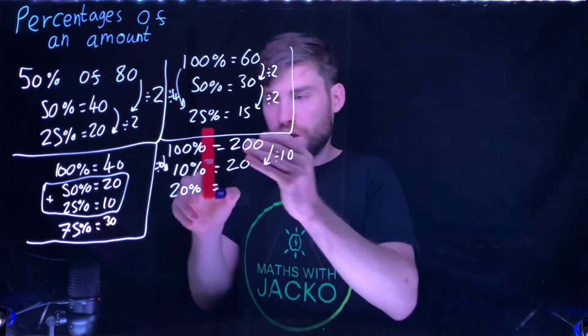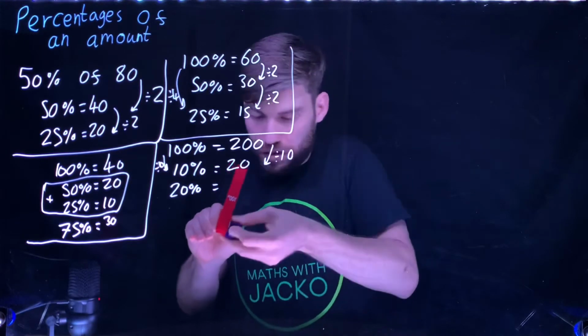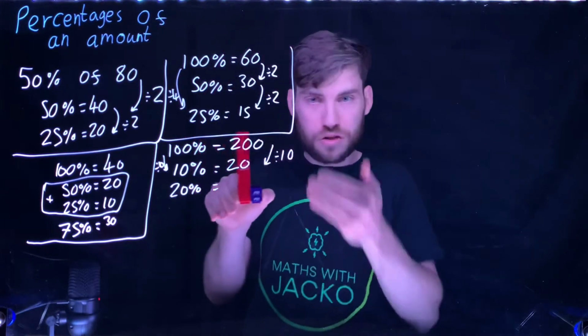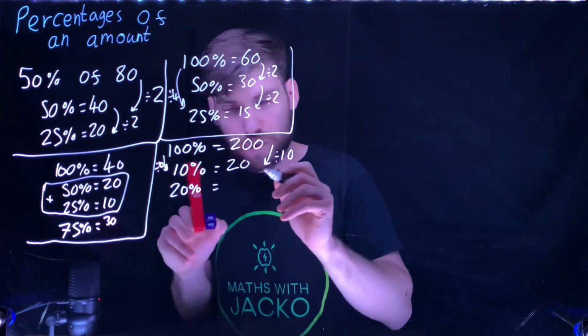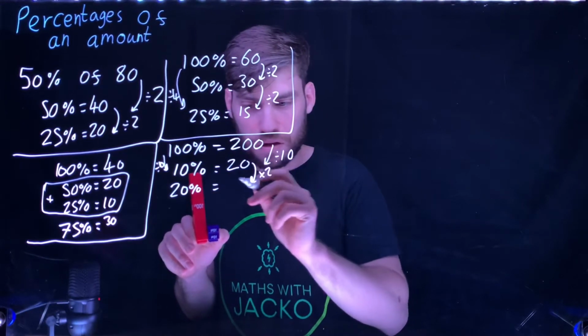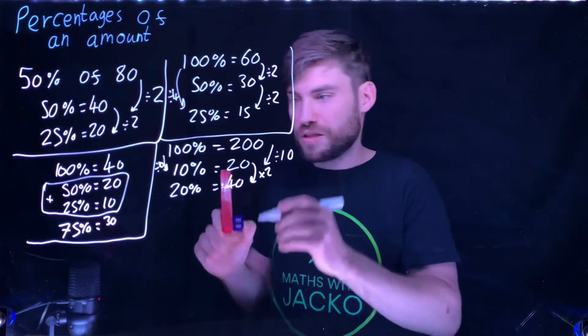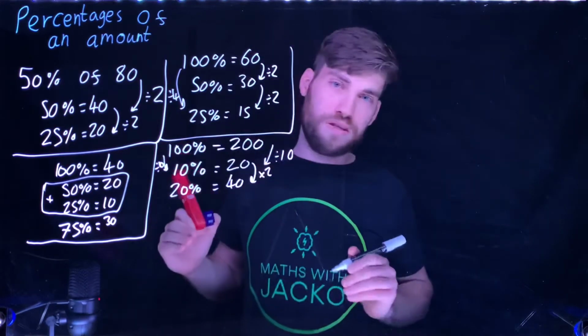All we then have to do, how many 10s go in 20%? Well, just 2, isn't it? So just add another 10% on. So now we've got 20%. So then for 40%, we just double our 20%, which is 40. Yeah? Hopefully you've seen how that works there. Find 10%, then you can get 20%.